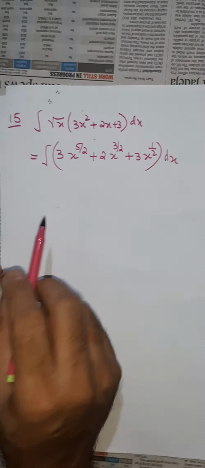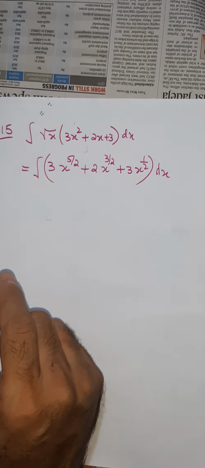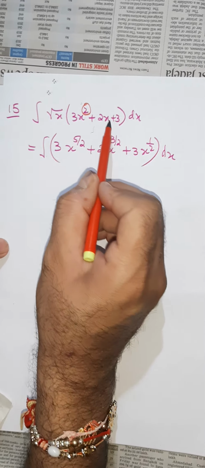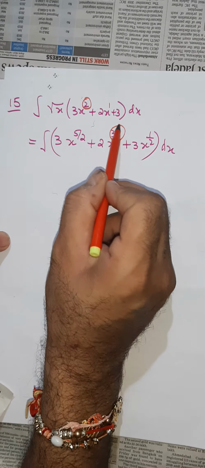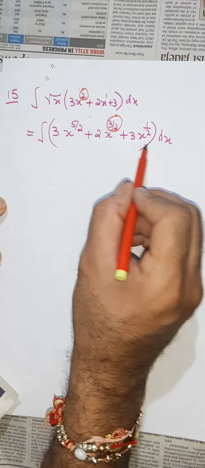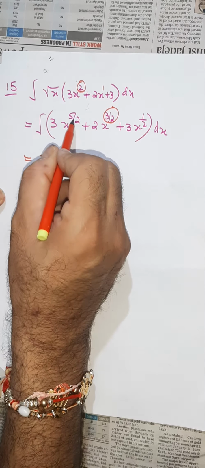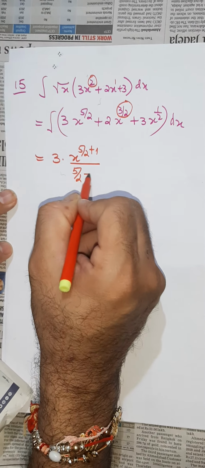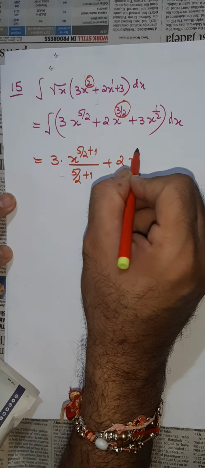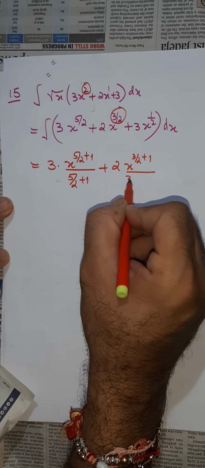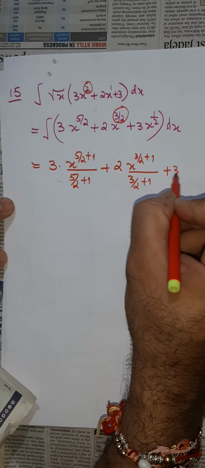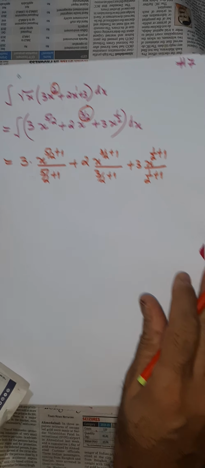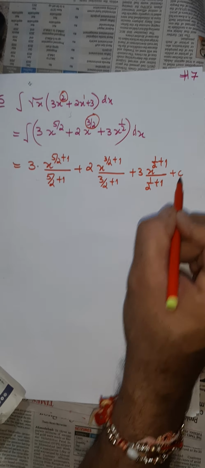What did I do? Nothing, I just took that root inside the bracket. So here power 2 and here half, so 5 by 2; here 1 and half, so 3 by 2, and 3 into this. Now each of these is a standard function, so you can integrate it. Raise the power by 1: x to the 5 by 2 plus 1 upon 5 by 2 plus 1, 2 into x to the 3 by 2 plus 1 upon 3 by 2 plus 1, plus 3 into x raised to 1 by 2 plus 1 upon 1 by 2 plus 1, plus the constant of integration, that's plus c.